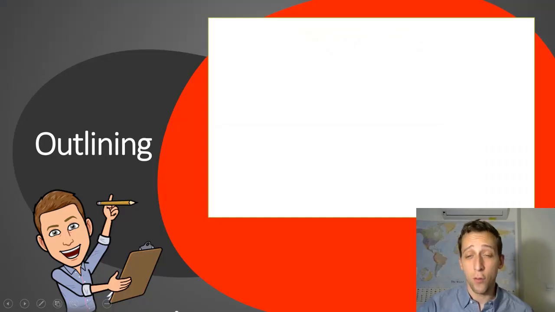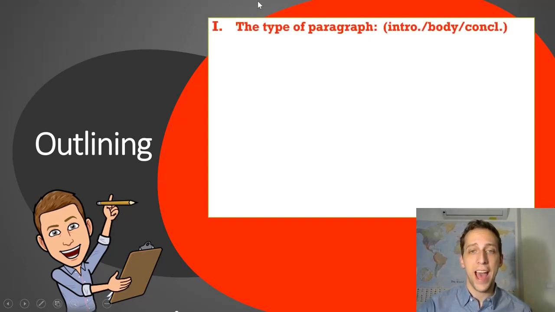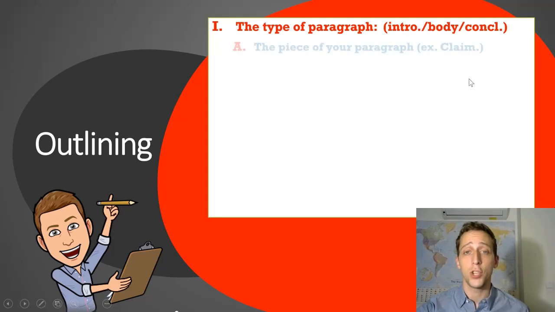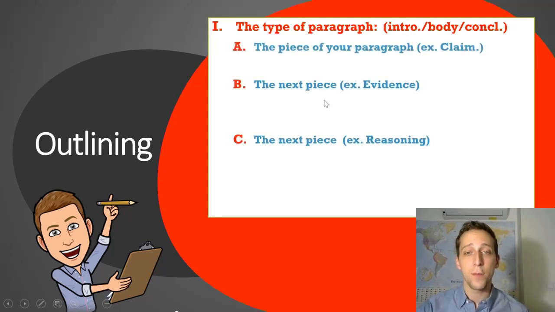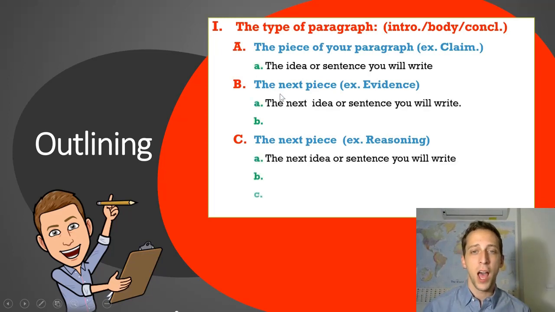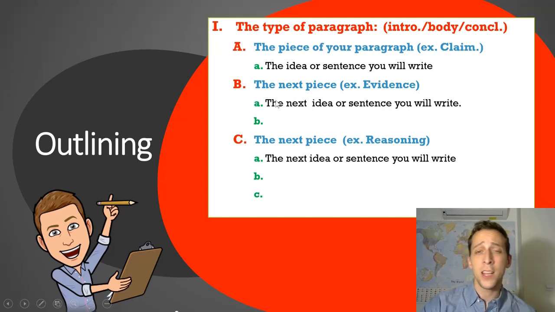Okay, so when I do outlines like that, they will always have this kind of structure. We have that Roman numeral for the type of paragraph. So in a persuasive writing like you will do, that's intro, body, or conclusion. And then you have the next piece that you use of your paragraph with your capital letters. Then when I start filling in the details, I do another little space inside with a lowercase letter that has the idea that I will write or the sentence that I will write. And I do that before making a full paragraph.